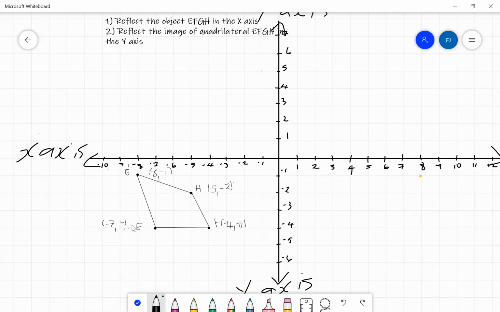As with the concept that was used previously, in order to reflect an object in the x-axis, we know that the x-axis serves as the mirror line. What we need to do is find out the distance of each point from the x-axis, and we will measure the same distance in the opposite direction to obtain the image of each point. I will do this in purple.